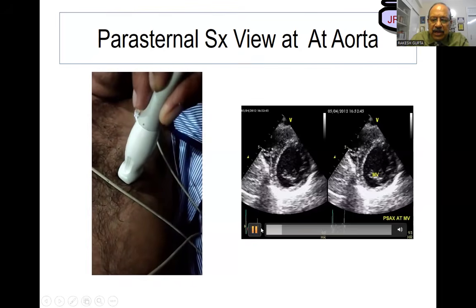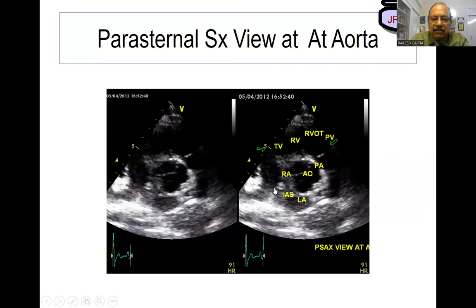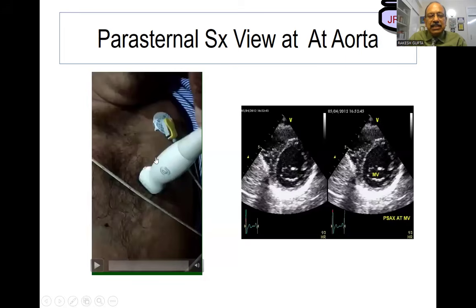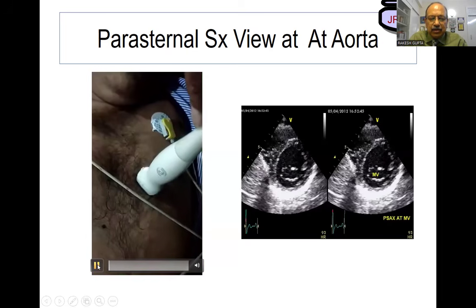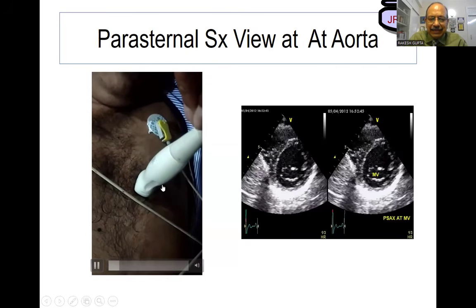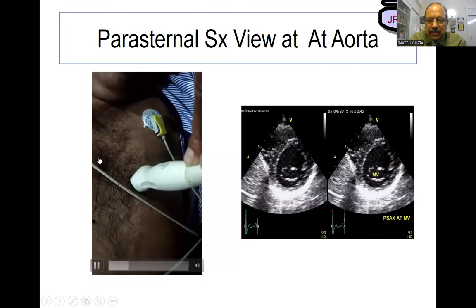So what view do you get out of this? We get the aorta in the center, LA, RA, tricuspid valve, RV, RVOT, and pulmonic artery. This is shifting his transducer now. Look, it'll show a movement. Now rotate 90 degrees. Now footprint towards aorta.